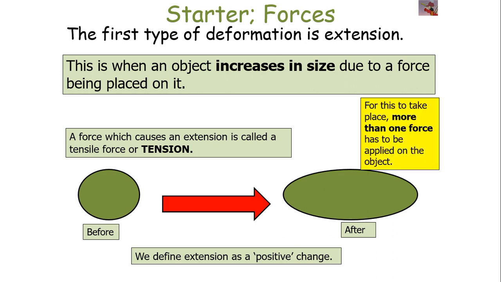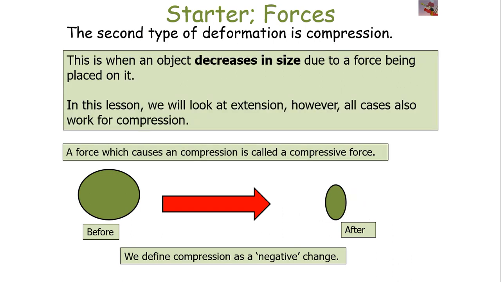Now, for this to take place, more than one force has to be applied to the object because we're looking at resultant forces here. The second type of deformation is called compression. This is when an object decreases in size due to a force being placed on it. In today's lesson, we're going to focus on extension, but just be aware that all the mathematics and all the understanding of physics still works for compression as well as extension.